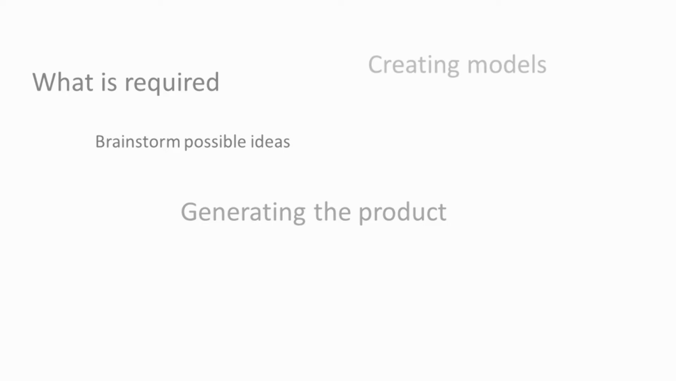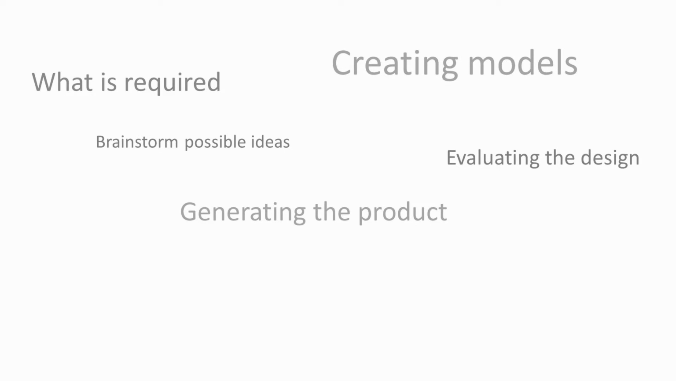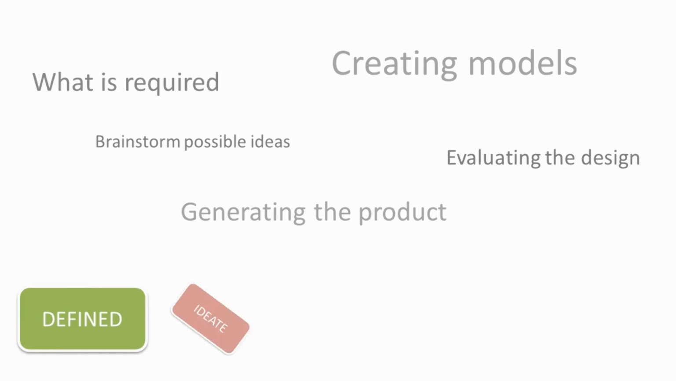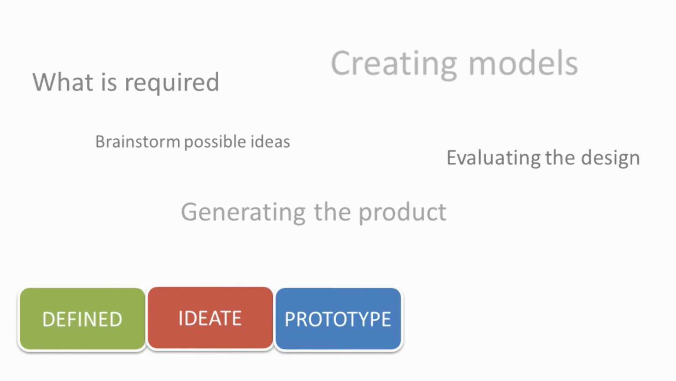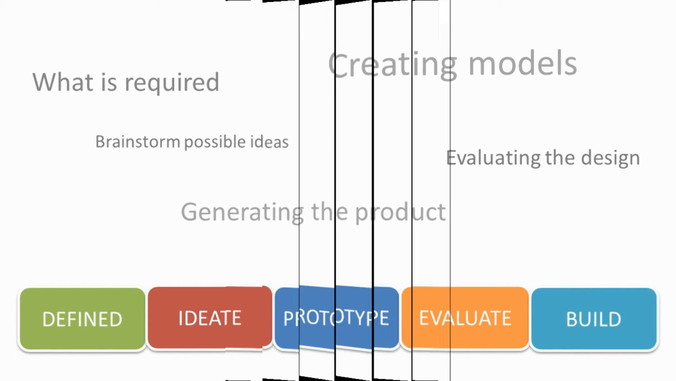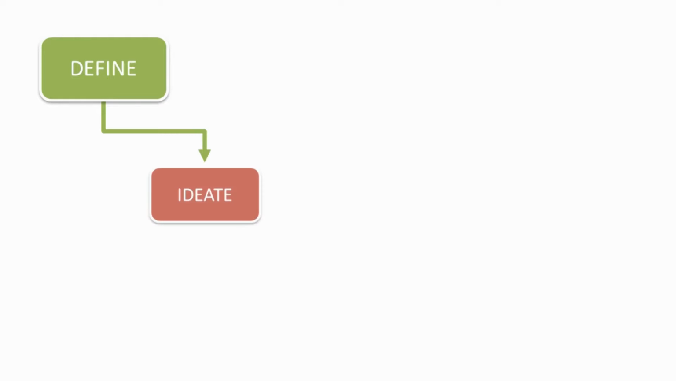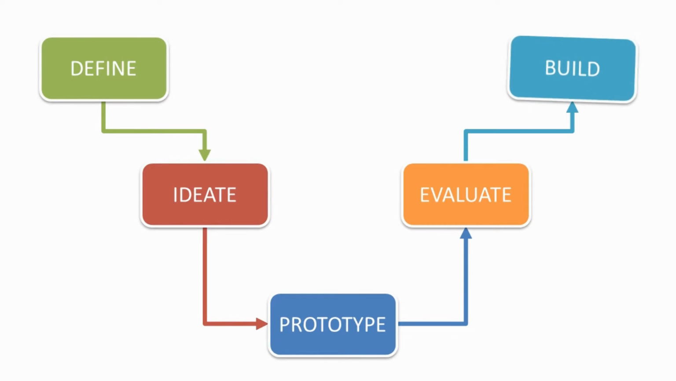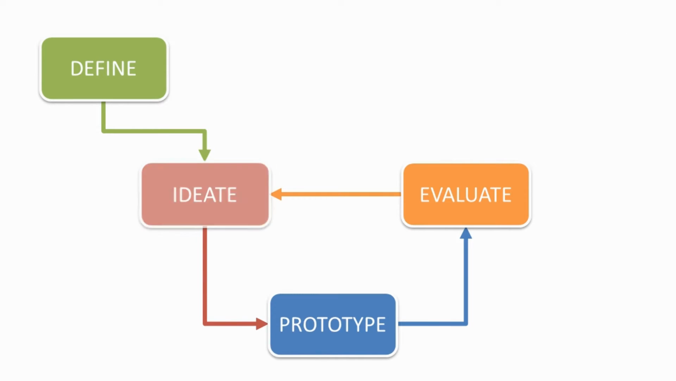Simply, the design process is: figure out what is required, brainstorm possible ideas, create models, evaluate the design, and then generate the product. These 5 processes correspond to 5 stages, which are define, ideate, prototype, evaluate, and build. The design process is not a one-time process. Designers need to repeatedly execute the idea, make it into a physical model, and then evaluate its success by seeing if any improvements are necessary. After all the problems are solved, the final product can be built.